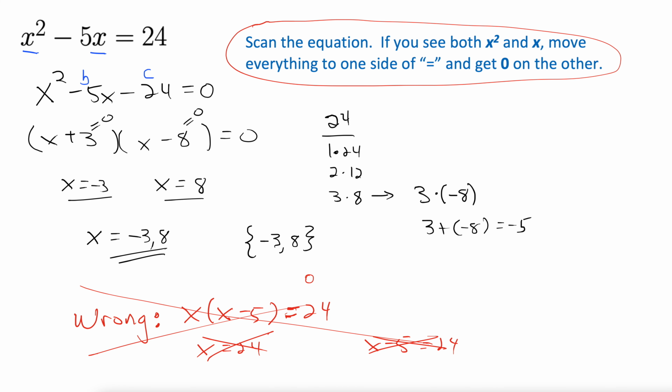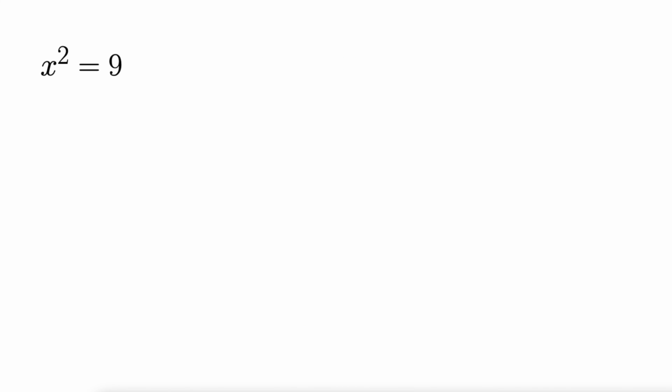Let's try another one. There are a couple different ways to solve this, but since we're factoring, and we want to solve it by factoring in this context, let's go ahead and use factoring. So to do that, I'm going to subtract the 9 from both sides. That gives us x squared minus 9 equals 0. And now this is the difference of squares, so we can factor it as follows. x plus 3, x minus 3 equals 0.